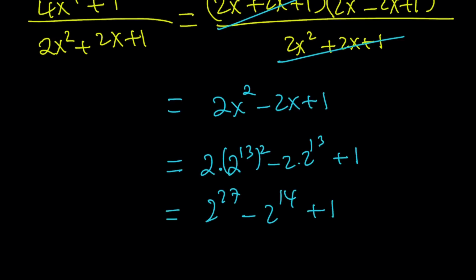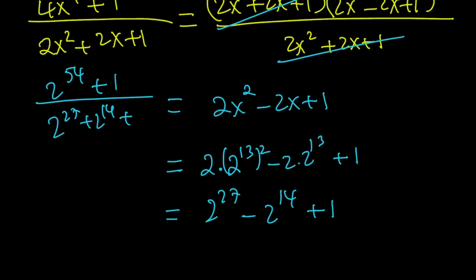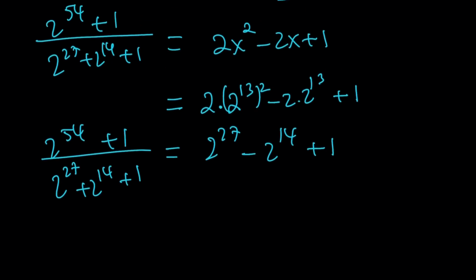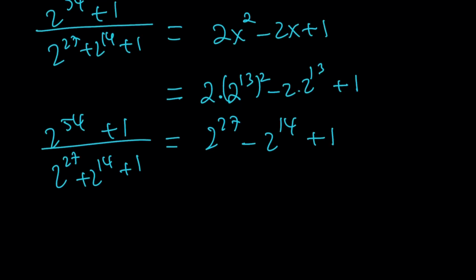And remember, the original expression was 2 to the power 54 plus 1 divided by 2 to the power 27 plus 2 to the power 14 plus 1. If you write it here again, you see a better association between the answer and the bottom, because those are the two things that multiply together to create the difference of two squares. Awesome. So this is a really cool rule, and you can put it together.